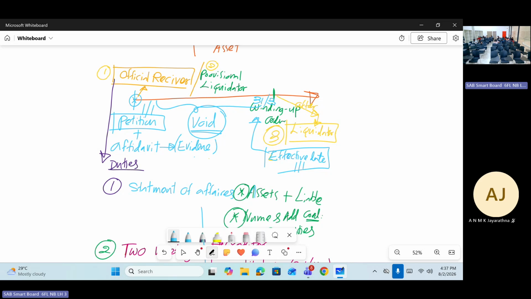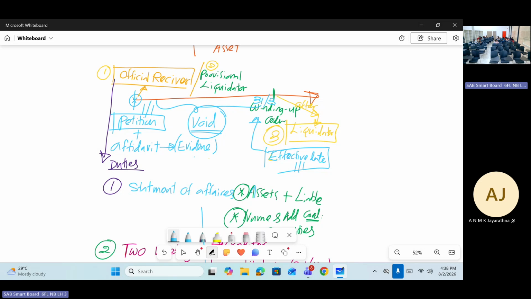Actually, there are several parties recognized. We can make an application to court to liquidate the company by court, like shareholders, creditors, the registrar of companies, and contributors. But here the very special feature is that a petition along with an affidavit has to be filed. Affidavit means the evidence given by the petitioner. Thereafter, the court can make some decisions.